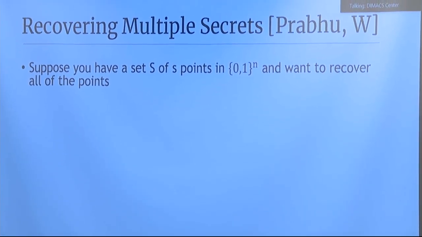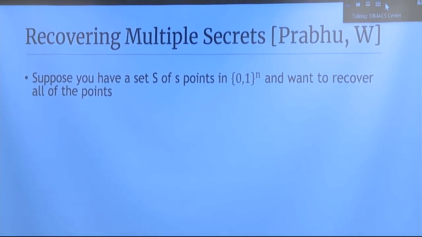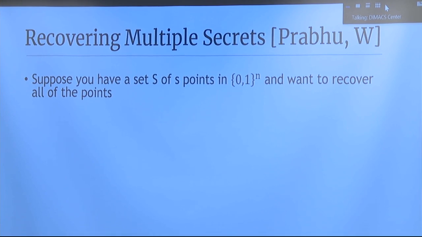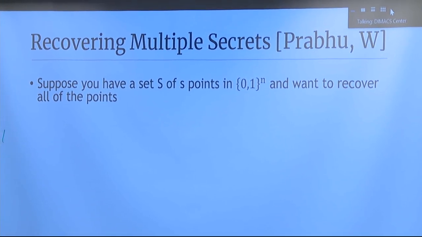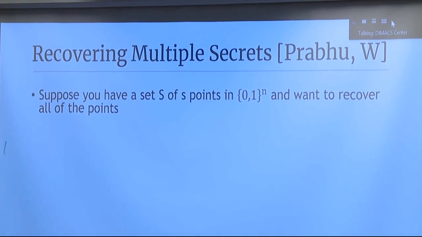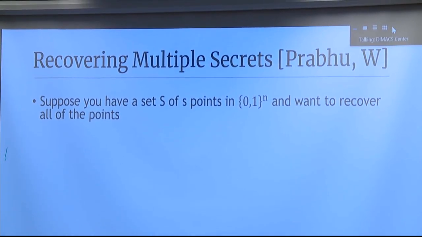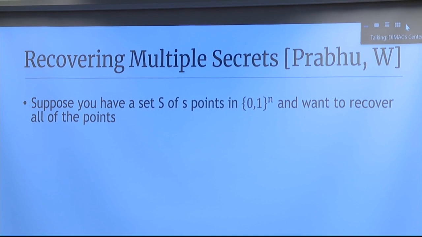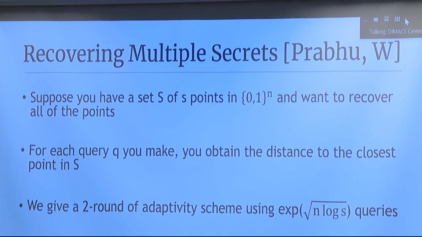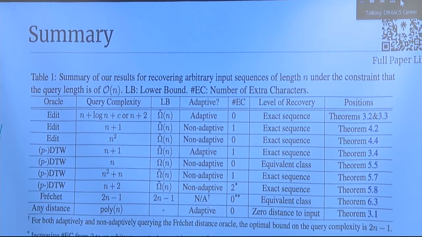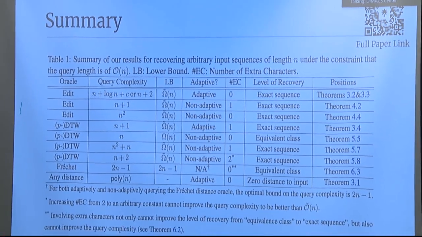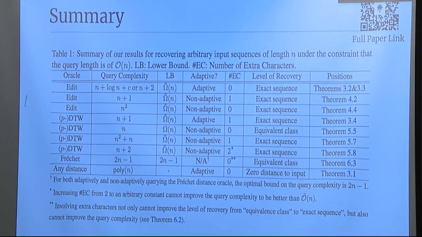We also have some recent work with Mellon Prabhu on when you have multiple secrets and you want to recover all of them, but each query only tells you the distance to the closest secret. We don't have very good bounds there. And let me just conclude. Here's a summary of all the bounds in the paper. If you have any questions, I can take them.